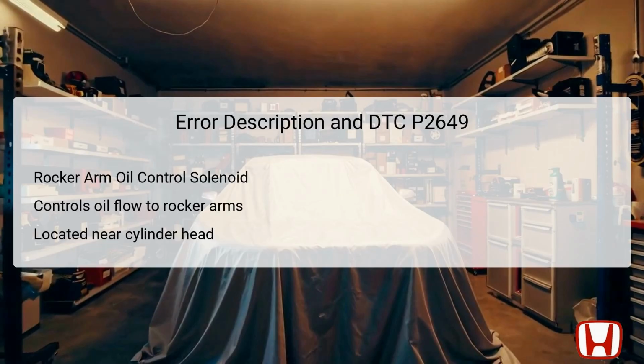The DTC P2649 signals that there is an excessive voltage in the rocker arm oil control solenoid circuit. This solenoid is integral for the variable valve timing, VVT system, found in the Honda Civic. It manages the distribution of oil to the rocker arms, affecting valve timing and performance. The solenoid is typically found attached to the cylinder head, where it directly interacts with the oil pathways.